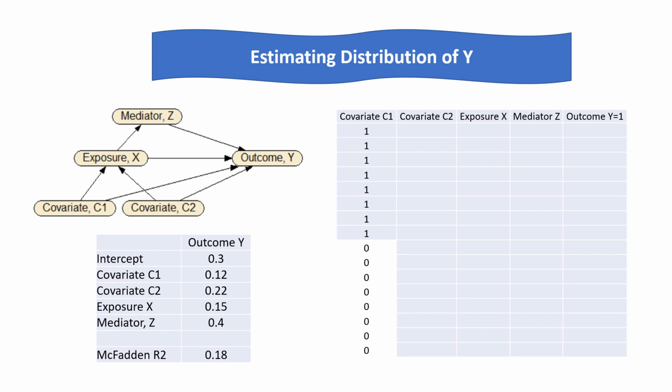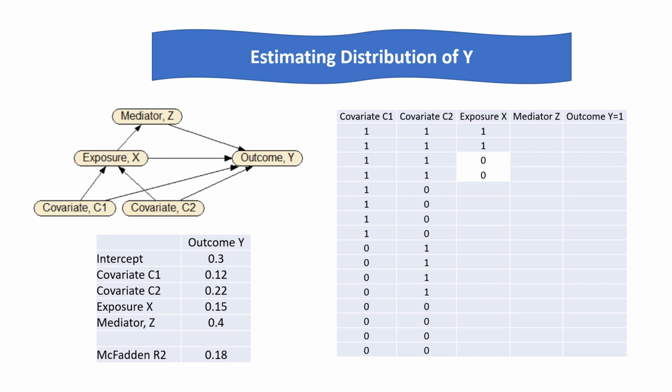In half of the 16 rows, covariate C1 is present and in half it is absent. Covariate C2 is present in half of the times when covariate C1 is present and absent in the rest. Similarly, covariate C2 is present half the time when covariate C1 is absent and C2 is absent in the rest.